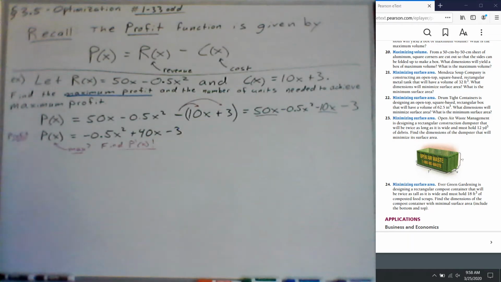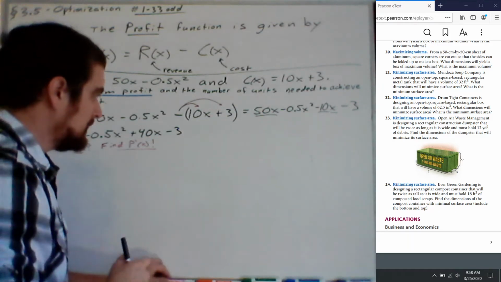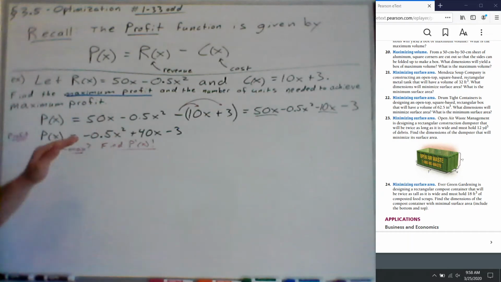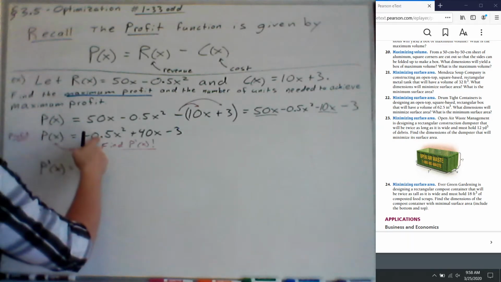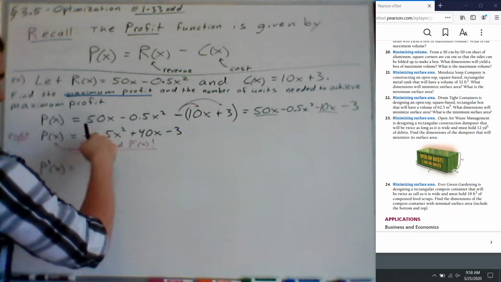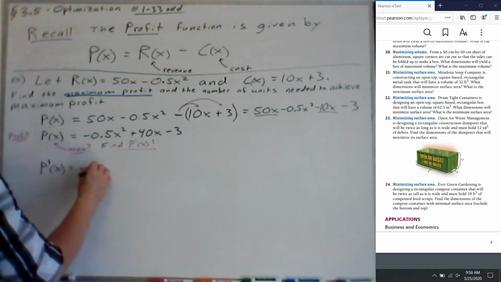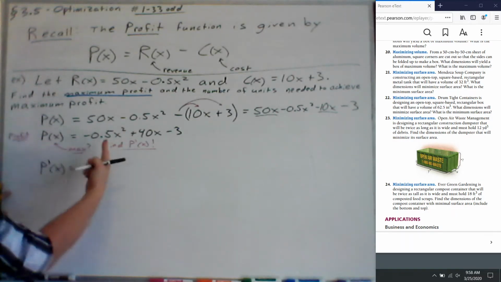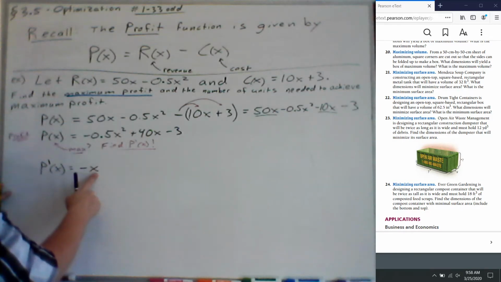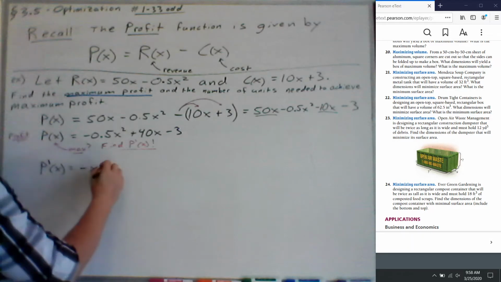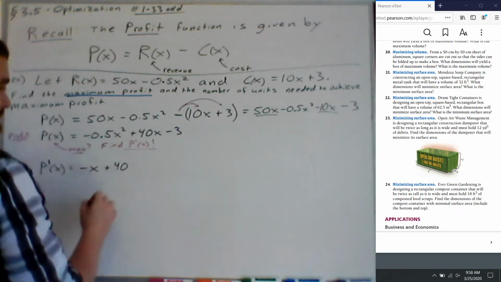All right, so again, you see the steps in the process. I finally got my profit function. Let's go ahead and differentiate that and see what we get. P prime of x is going to be given by negative 0.5 times 2 is negative 1, and I reduce that power by 1. This is just a simple polynomial, so I'm using the simple power rule there. I get negative 1x, I'll omit the 1, plus 40.